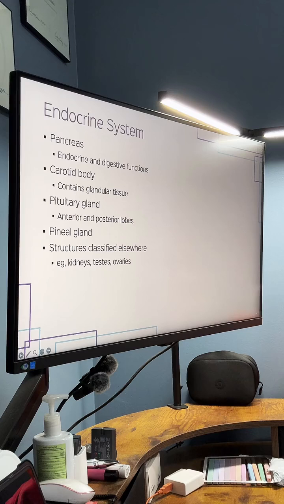The pituitary gland is about the size of a pea, located at the base of the brain. It is divided into an anterior and posterior lobe. The posterior lobe is attached to the brain by an infundibulum, and the anterior lobe has no direct connection with the brain.